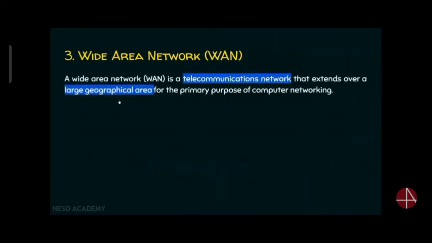Now a wide area network is a telecommunications network that extends over a larger geographical area. It means it is a telecommunications network, but it deals with a larger geographical area. First, we will see what is a telecommunications network. Any communication at a distance, we call it as a telecommunication network. So here, the communication is going to be within a large geographical area. In MAN, two or more LANs within a city can communicate with each other. In WAN, two or more LANs within a country can communicate with each other.